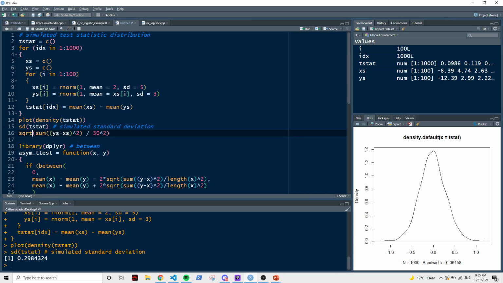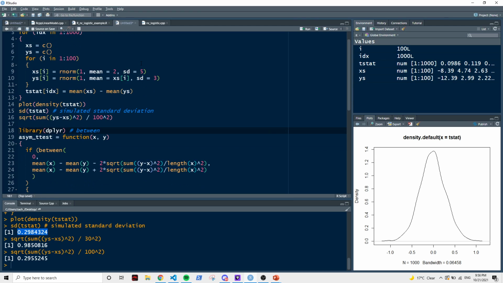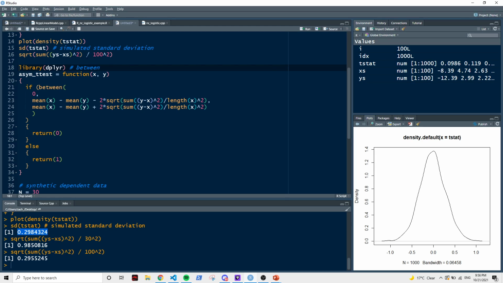And then using our asymptotic approximation, I forgot to change the sample size. I was a bit confused there. So we got 0.2955. And so these are pretty close. It's not bad. So for 100 samples, the variance estimation is pretty good. So now we'll go on to the more interesting thing.